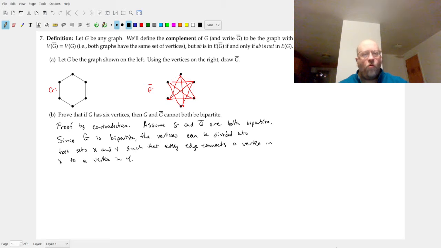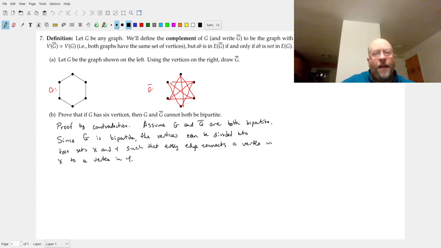Now, we don't know the sizes of these 2 sets, X and Y. There are 6 vertices total, which means they could break up into a set of 5 and a set of 1, or a set of 2 and a set of 4, or a set of 3 and a set of 3. We don't know how they break up, but one of the sets will either be 3, 4, or 5 vertices. And so, anyway, one of the sets will have 3 vertices or more.